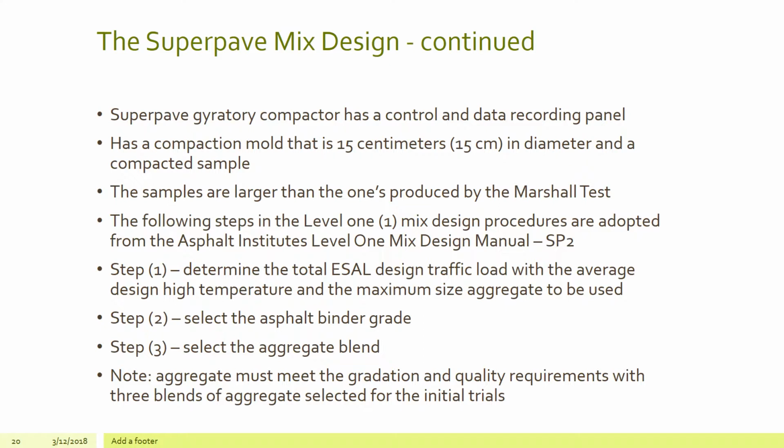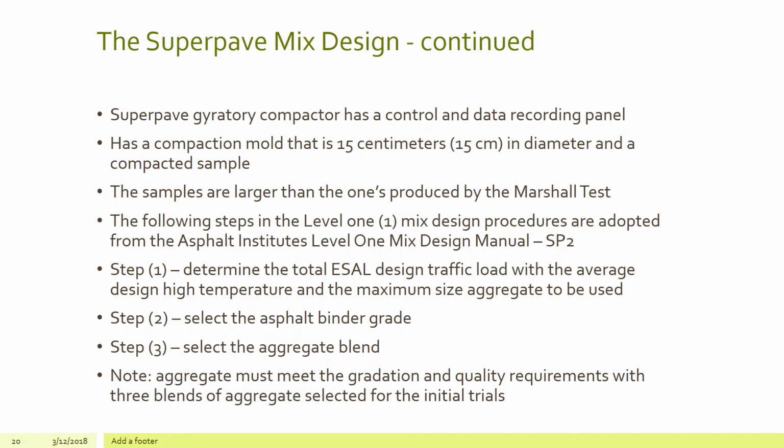The Superpave gyratory compactor has a control and data recording panel, and has a compaction mold that is 15 centimeters in diameter, and a compacted sample. The samples are larger than the ones produced by the Marshall test. The following steps in the Level 1 mix design procedures are adopted from the Asphalt Institute's Level 1 mix design manual, or the SP-2. So one is to determine the total ESAL design traffic load with the average design high temperature and maximum size aggregate to be used.